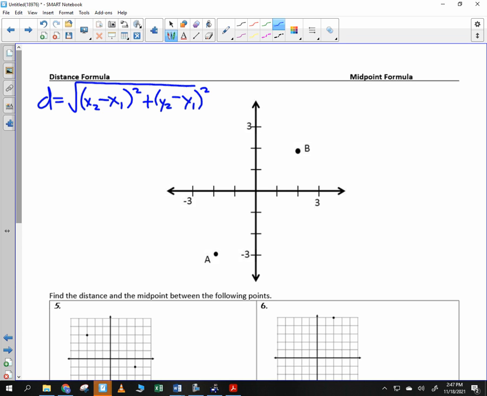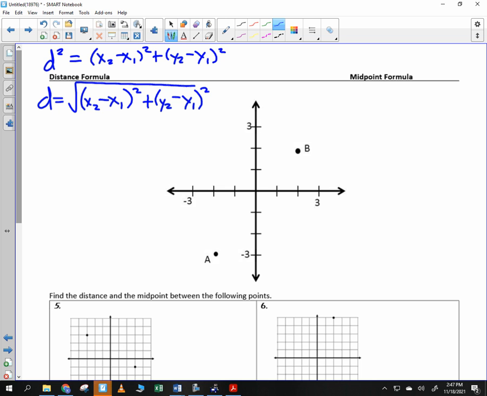Something I want you guys to notice is that this formula here, we didn't just make it up. Watch what happens if I square both sides. If I square d, I get d squared. And if I square this thing with the square root, what happens to the square root? I get (x sub 2 minus x sub 1) squared plus (y sub 2 minus y sub 1) squared. Does that look familiar?